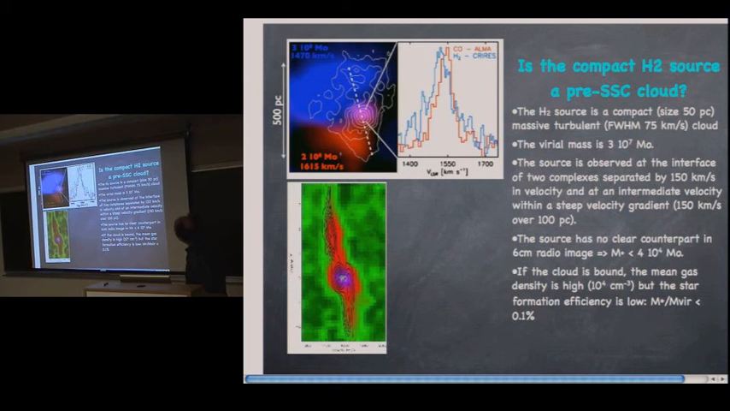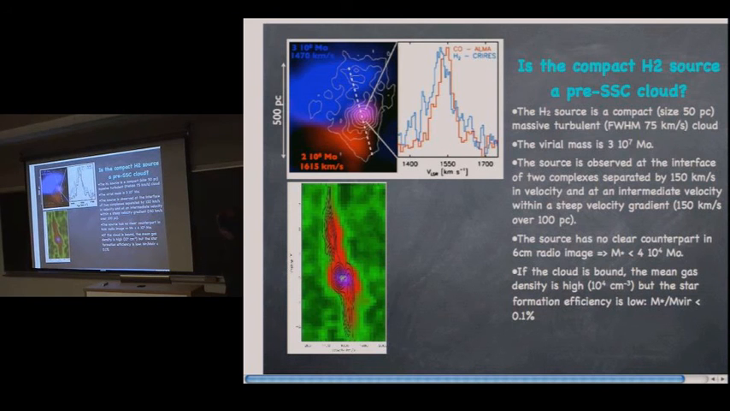So we obtained some spectra with ALMA, and also high resolution spectra of this source. The lines are clearly resolved, with a line width of about 77 kilometers per second. And this is the velocity gradient as seen in CO and H2. When you look at the properties of this source, it's quite spectacular because it has a 50 parsec diameter, it's very massive, it's bound, at 3 times 10^7 solar masses. So it's more than 100 times larger than a cloud of this size in the Milky Way.